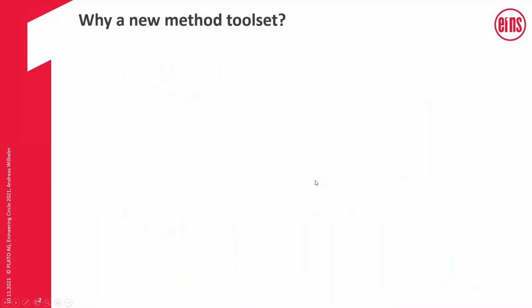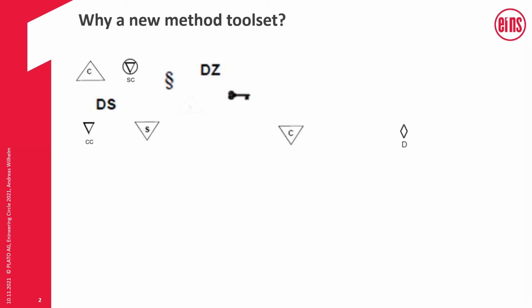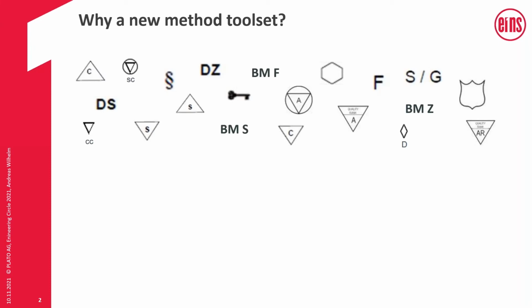Why do we need a new method tool set within PLATO-1 regarding the topic special characteristics? When you are responsible for working with special characteristics, then you probably know these signs. There are many different types of special characteristics from different companies, different OEMs make their own definitions and so on. So there is a lot of confusion around special characteristics.